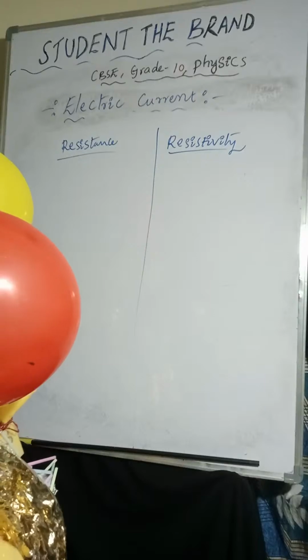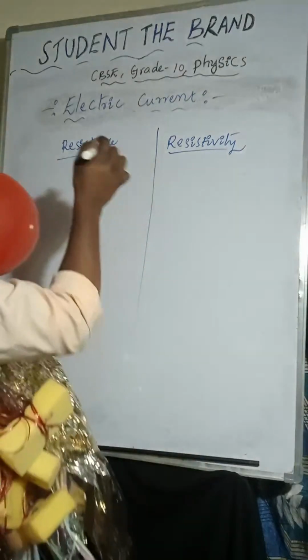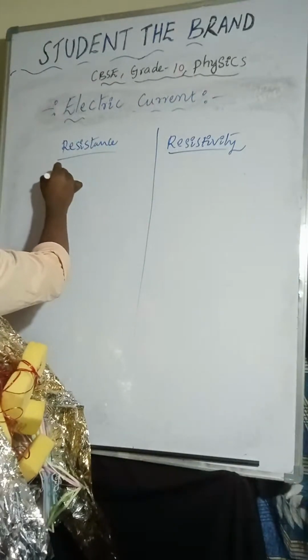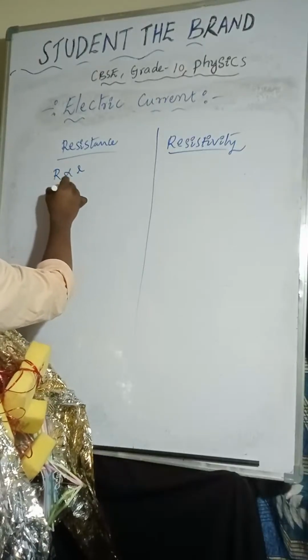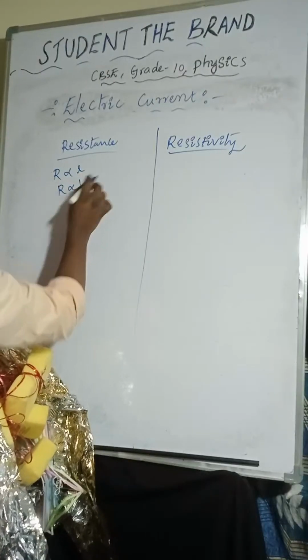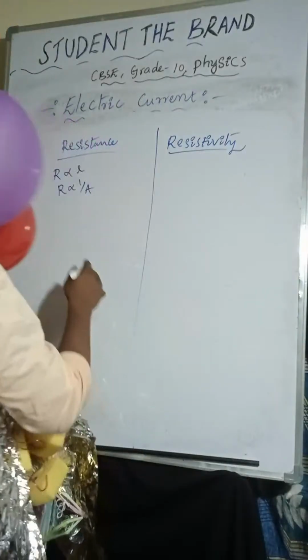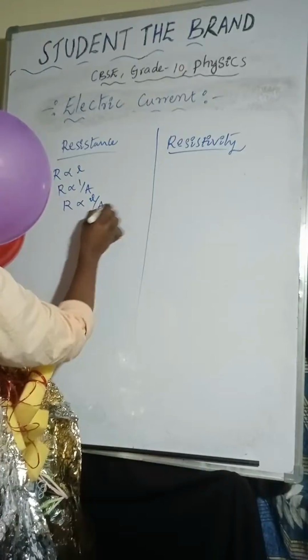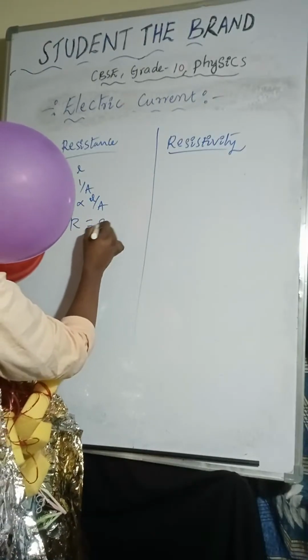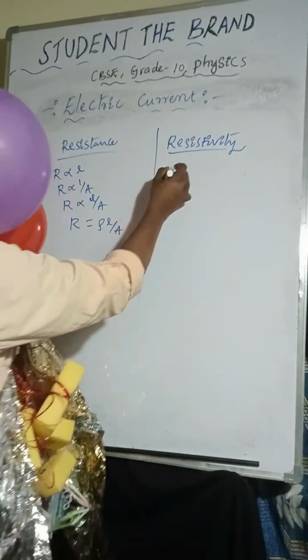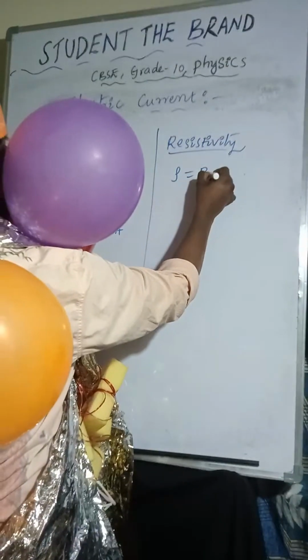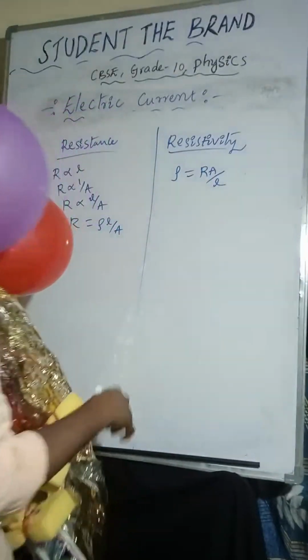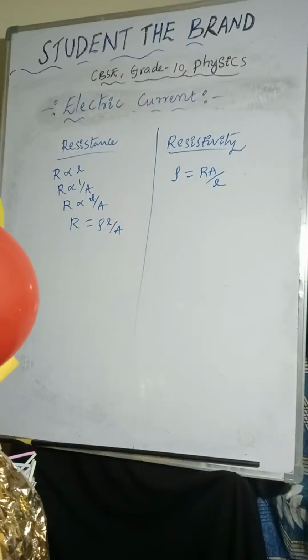Okay. So R is directly proportional to length of the conductor. R is inversely proportional to area of the cross section. R is directly proportional to L by A. R equal to rho into L by A. So here rho equal to RA by L.